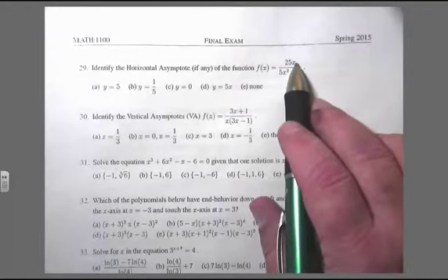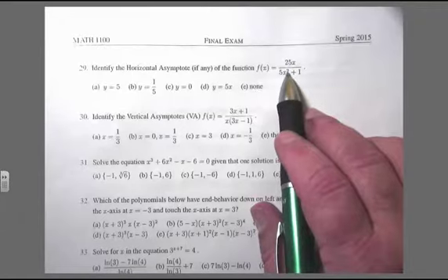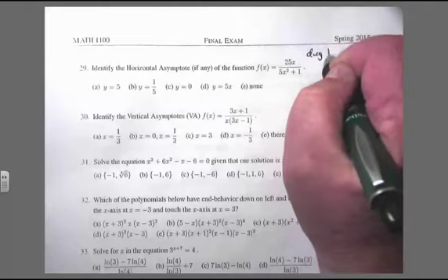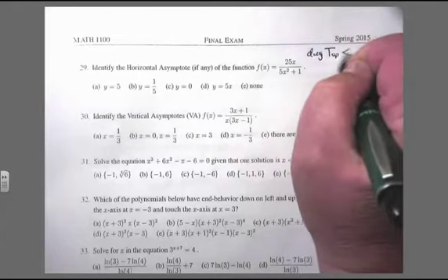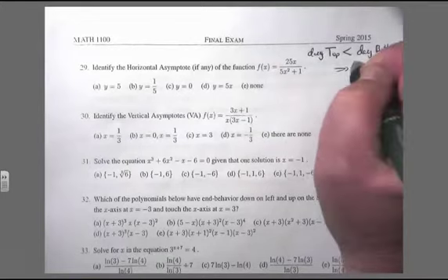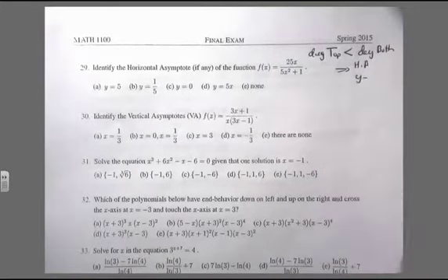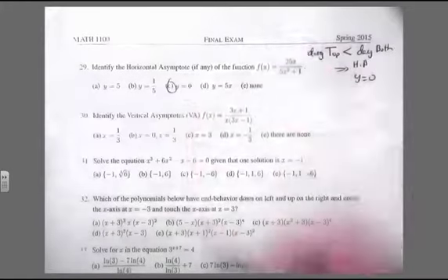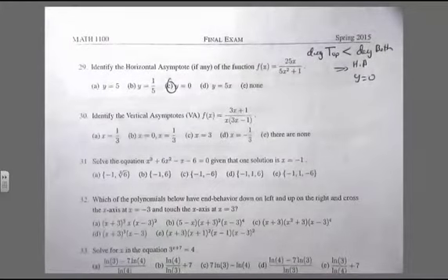What is the degree of the top? Degree is the highest exponent. What's the degree of the numerator? 1. What's the degree of the denominator? 2. And remember, when the degree of the numerator, we'll call it top, is less than the degree of the denominator, the bottom, then your horizontal asymptote is y equals 0. The answer is y equals 0. It's just knowing a theorem. The answer is C.